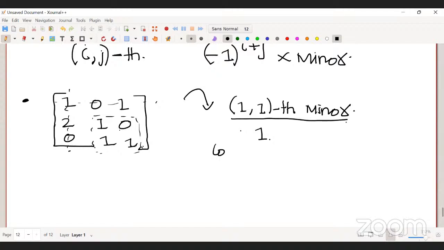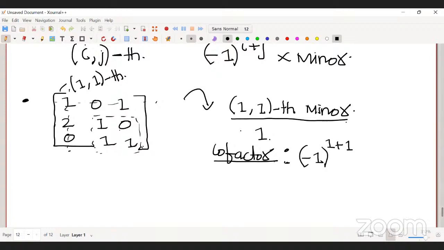And what is the cofactor? I have to check in which place this entry is. This is the 1,1th place, right? Yes, sir. So the cofactor is -1 to the power 1 plus 1 times the minor. What is the minor here? 1. So if I multiply, I'll get 1. Correct? Yes, sir. So next, let me take the 2,1 entry and compute the minor.